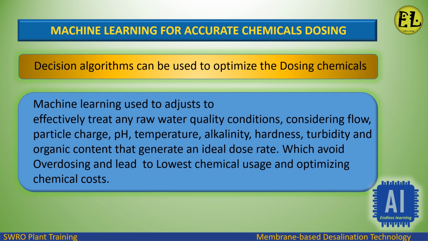Machine learning for accurate chemical dosing. Decision algorithms can be used to optimize the dosing of chemicals. Machine learning is used to adjust to effectively treat any raw water quality conditions, considering flow, particle charge, pH, temperature, alkalinity, hardness, turbidity, and organic content, to generate an ideal dose rate, which avoids overdosing and leads to the lowest chemical usage and optimized chemical costs.